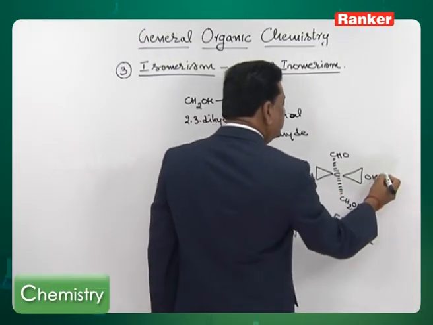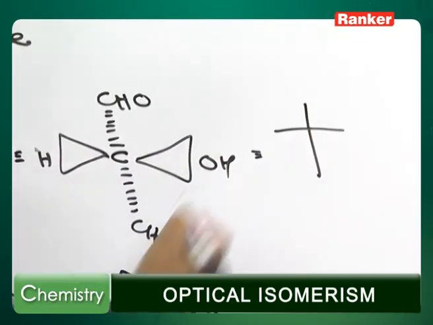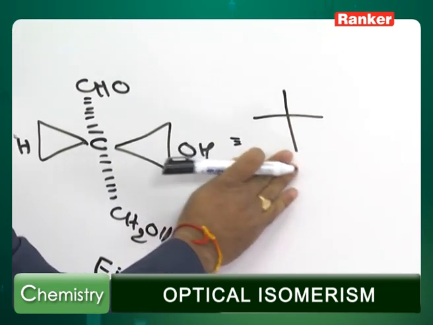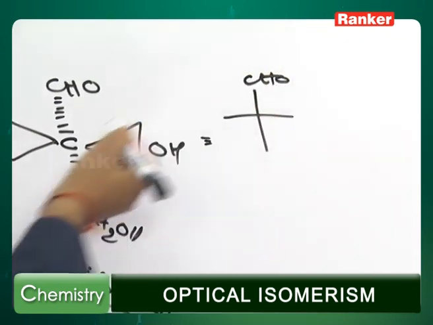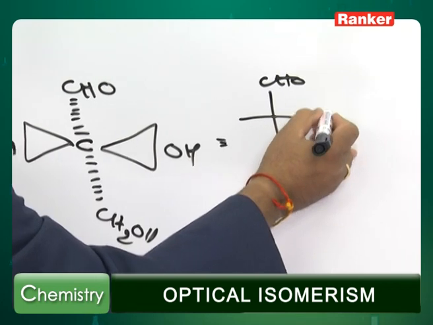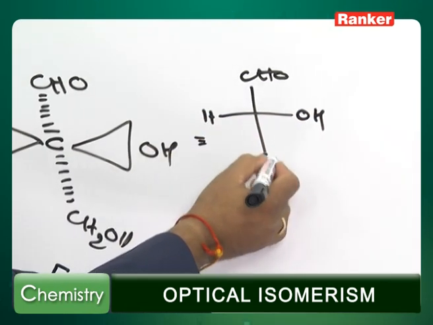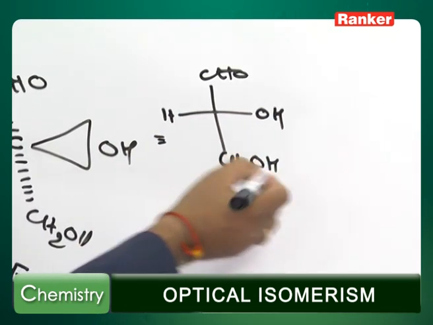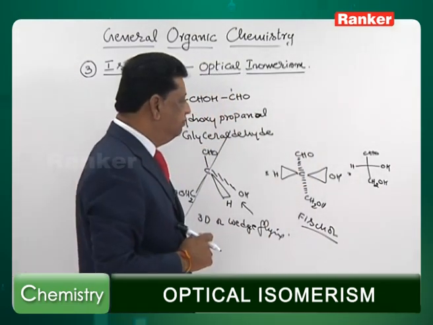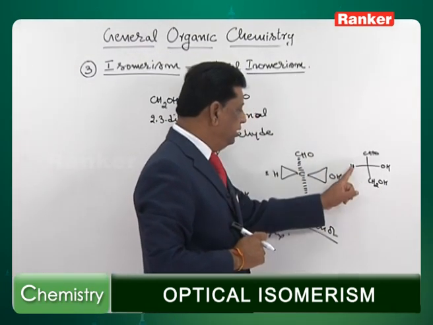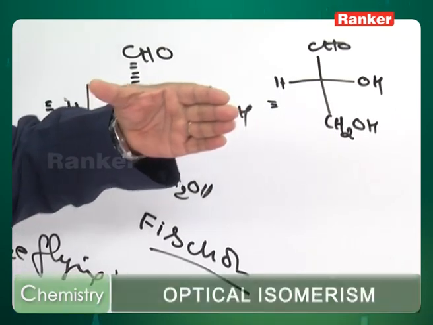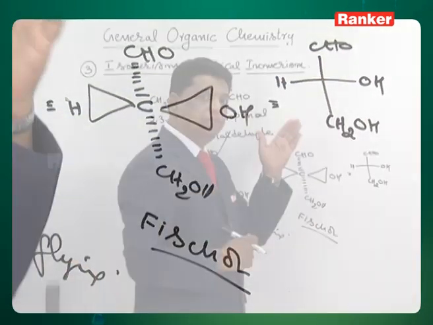The model can also be written like this, so that for the middle carbon you need not write the OH and H at all. This is the simplified model of the Fischer model, in which the middle carbon alone is on the board plane, H and OH are in front of the board plane, and CHO and CH2 are at the backside.